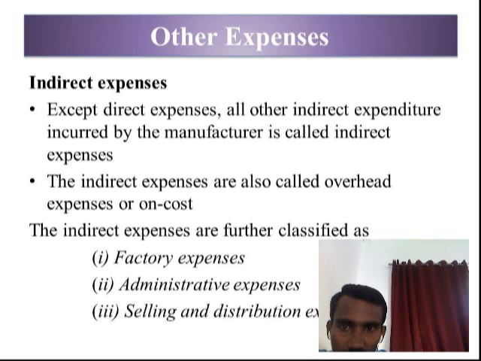Next, indirect expenses. Indirect expenses are all expenses except direct expenses. All other expenditure incurred in the manufacturing process is called indirect expenses. Indirect expenses are also called overhead expenses or on-cost. The indirect expenses are further classified into three types. First one, factory expenses, second one, administrative expenses, third one, selling and distribution expenses.